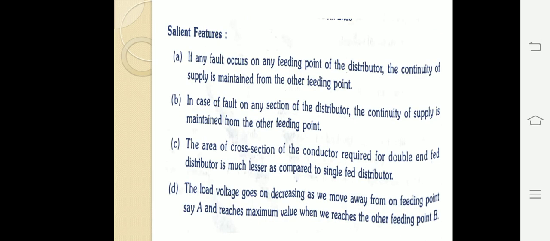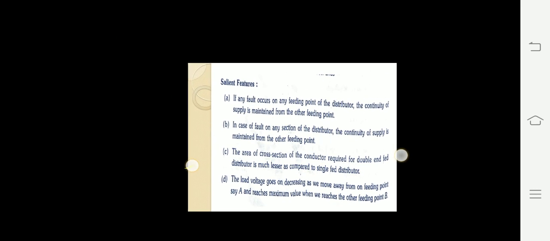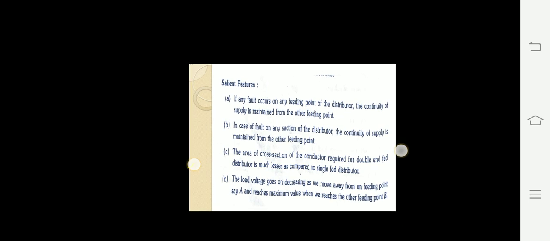Salient features of this one. If any fault occurs on any feeding point of the distributor, the continuity of the supply is maintained from the other feeding point. This is what is important here. In case of a fault on any section of the distributor, the continuity of supply is maintained from the other feeding point. Next, the area of cross section of the conductor required for the double end fed distributor is much lesser as compared to a single feeder. Next, the load voltage goes on decreasing as we move away from the feeding point, say A, and reaches a minimum value when we reach the other feeding point.